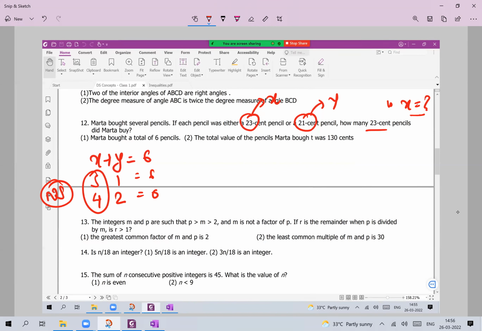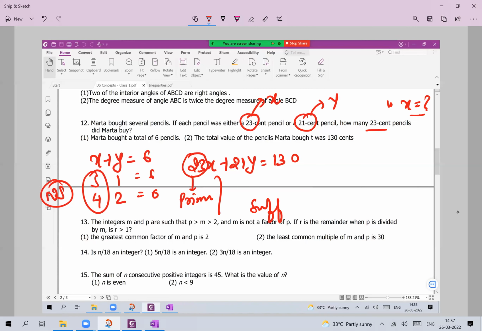The second says the total value of the pencils Martha bought is 130 cents. It means 23x plus 21y is equal to 130. Now 23 is a prime number. This is completely my observation. In your homework, you should analyze it by yourself. Do your hit and trial method and see if there is any other value of X and Y that exists. I can straight away say, based on my observation, that 23 is a prime number. This statement is sufficient because there will be only one value of X and Y which will give you 130.